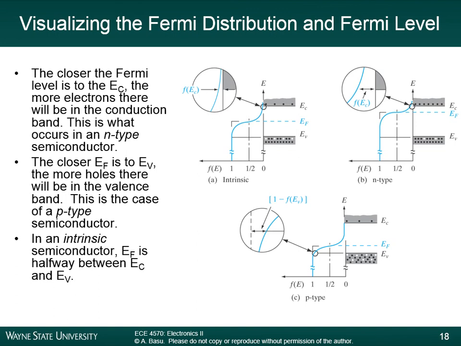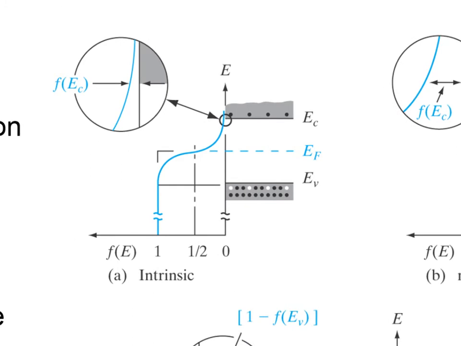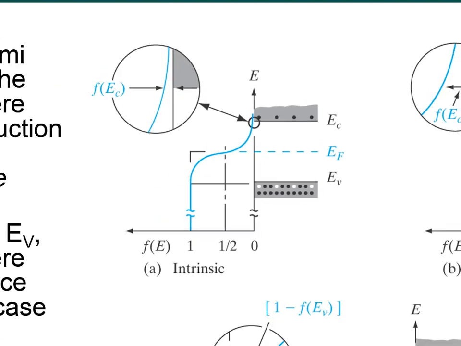So let's try to make sense of these rules of thumb that we just mentioned. Let's first look at the intrinsic semiconductors. Let's zoom in here. In the intrinsic case, the Fermi level is right in the middle, in between EC and EV.